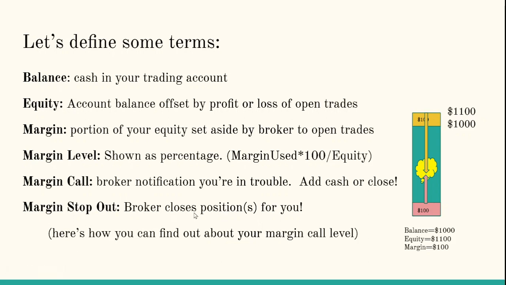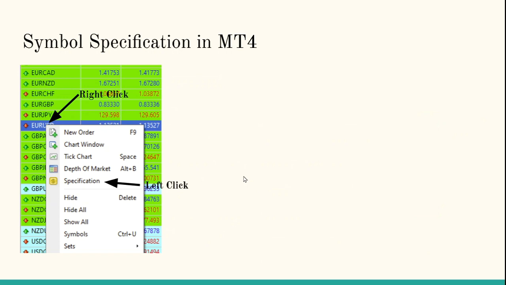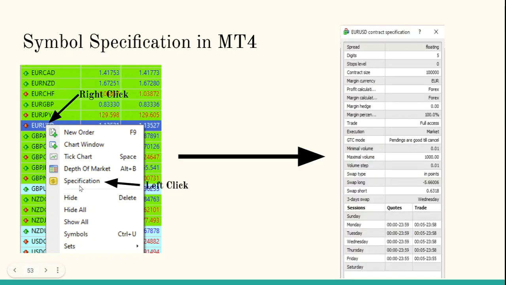So in order to find out where your margin call level is, we can go into the Market Watch, choose the symbol that we're interested in, right-click on that symbol, and then select Specification. That will open up this window. There's some interesting information in there.